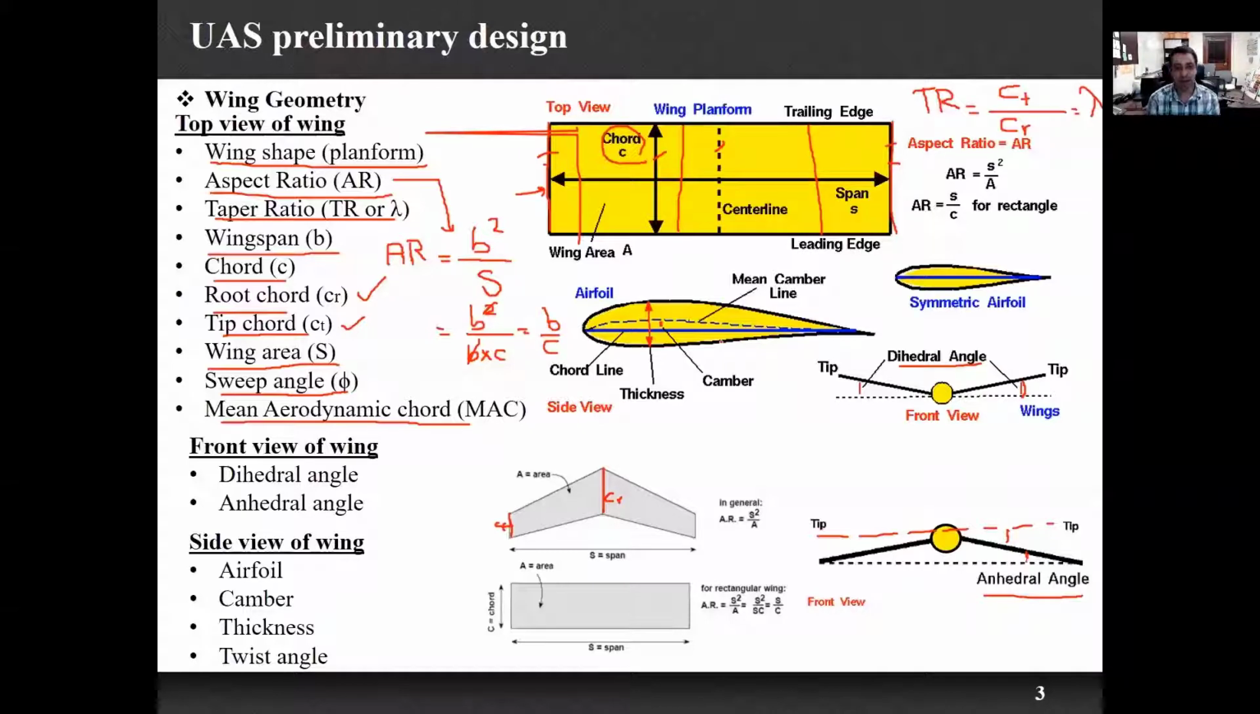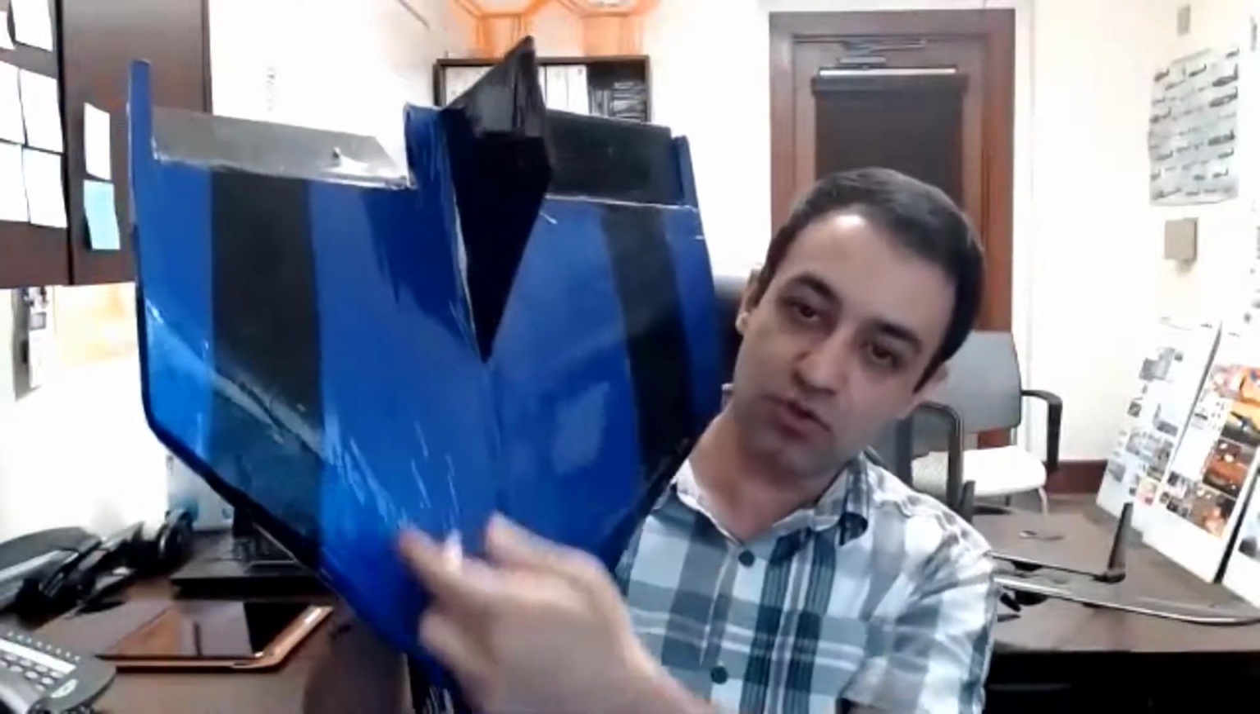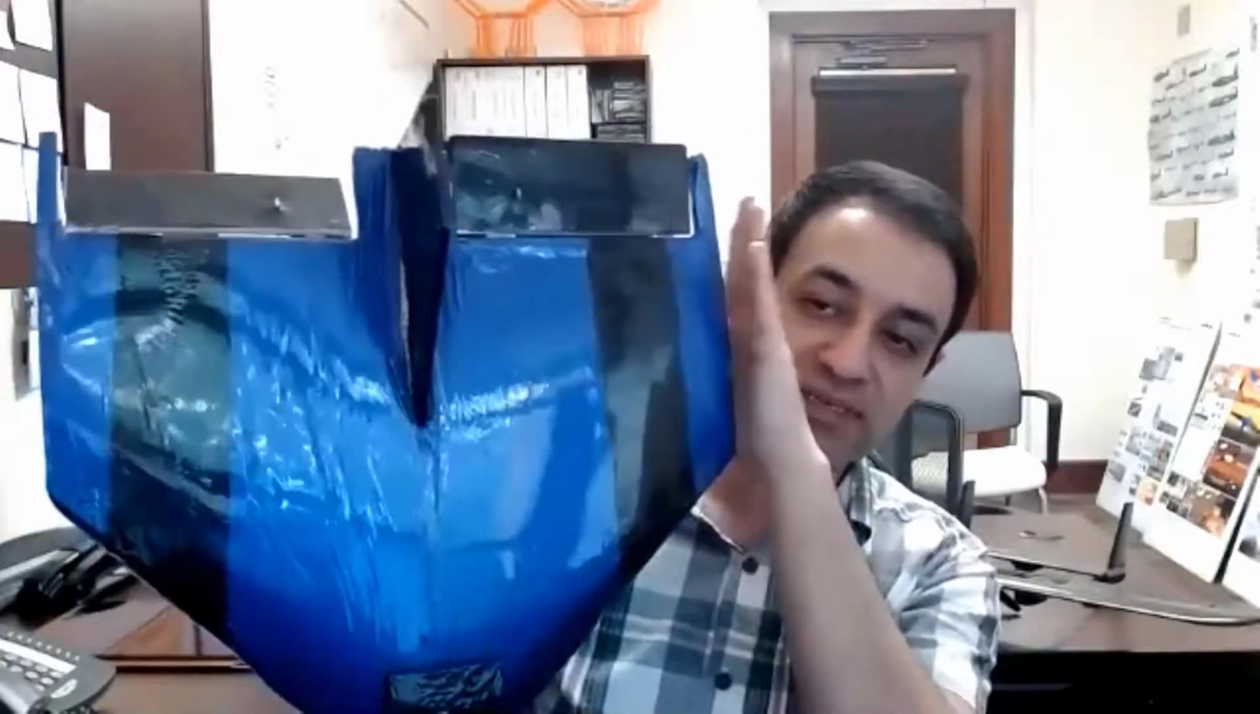In order to have a better view of the airfoil, I'm going to show you another airplane. So this is an airplane, and this is the top view. This has a delta shape. So this is going to be the tip chord, the root chord, this part in the middle. This part is going to be the tip chord. This divided by this gives me the taper ratio.